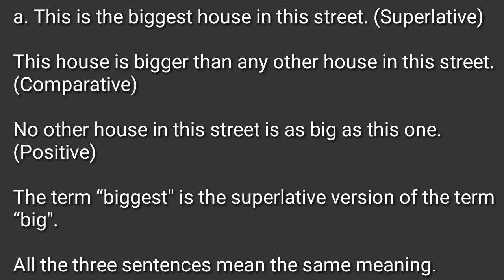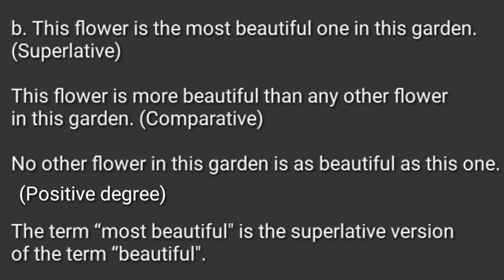The term biggest is the superlative version of the term big. Okay, big is in positive degree, bigger is the comparative form and biggest is the superlative form. And all the three sentences have the same meaning. Second example, this flower is the most beautiful one in this garden. It is a superlative form, most beautiful. What's the comparative form of that sentence?